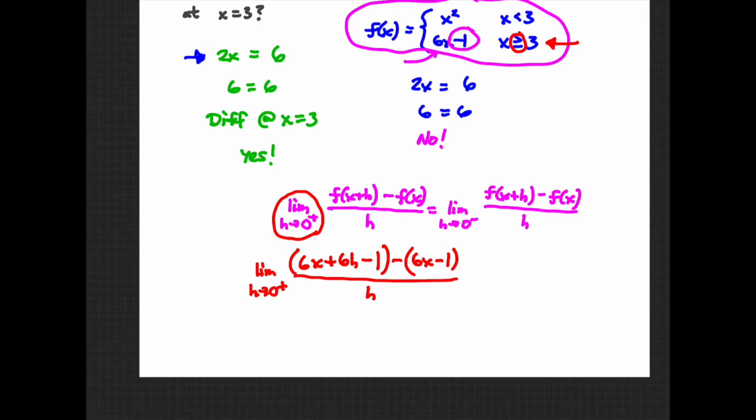We're going to do some canceling really quick. 6x and 6x cancel, minus 1 and minus 1 cancel, and then the h over h cancels, and you end up with 6 on that side.